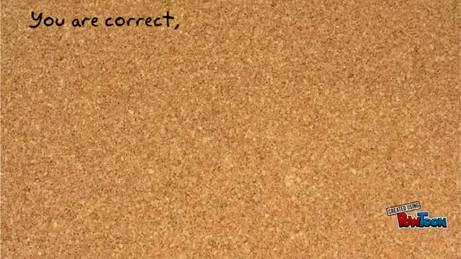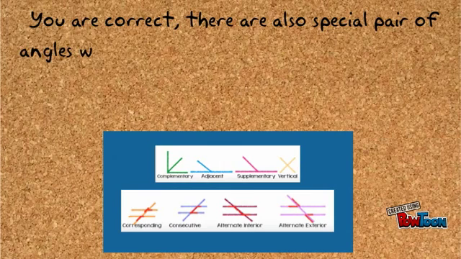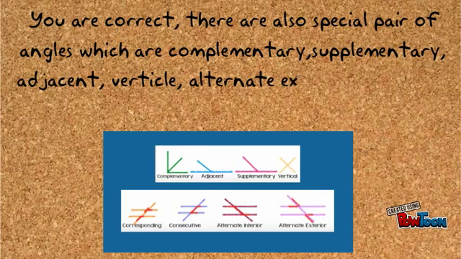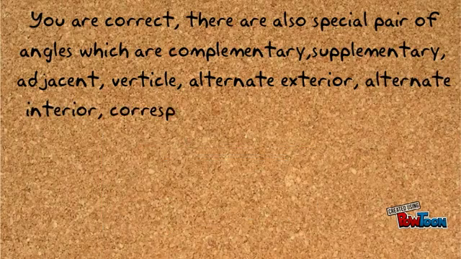There are also special pairs of angles, which are complementary, supplementary, adjacent, vertical, alternate exterior, alternate interior, corresponding, and consecutive angles.